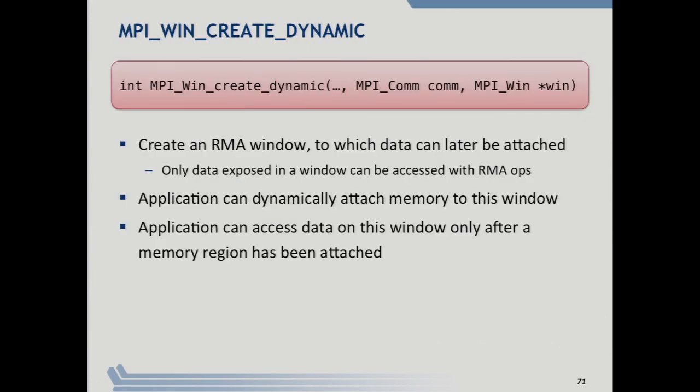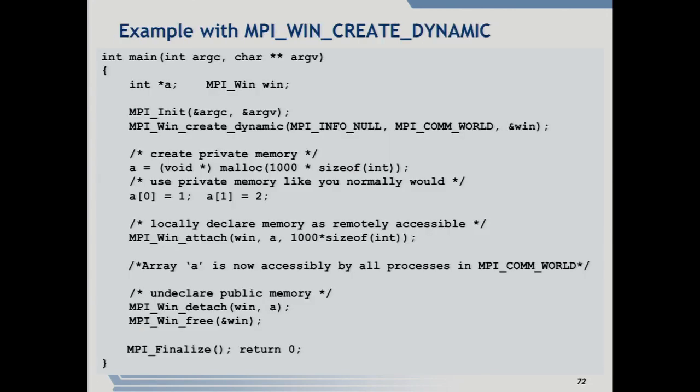Creating a dynamic one is pretty much the same. There's a little bit of extra stuff here, but there's no buffer that gets passed in the beginning. Later, memory is attached to it. It can be detached, and it looks like this. So there's the info again. We can pass it in. I can now create some private memory. And here I do an attach. So I take my dynamic window, and I attach memory of a certain size in bytes.